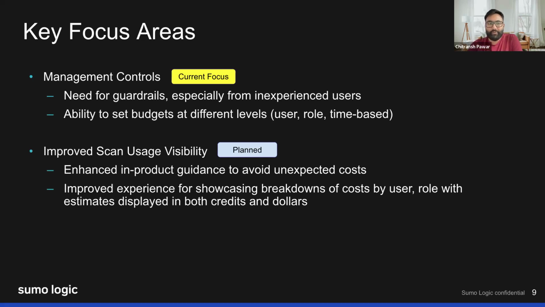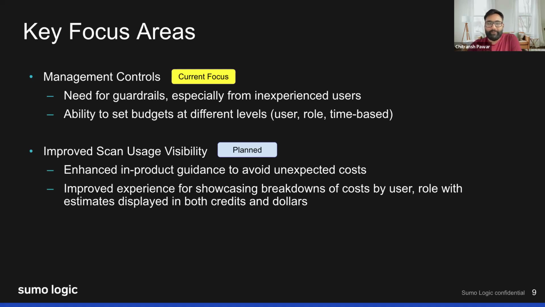So one of the things we are looking to help solve for you is to have some sort of management control so that you can control your search volume so that it stays within your overall budget or consumption which you have allocated for Sumo, and you don't end up using your credits for something which you don't intend to.